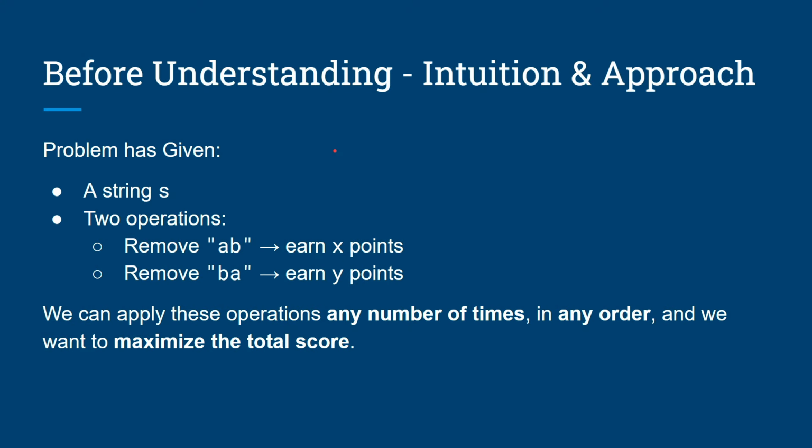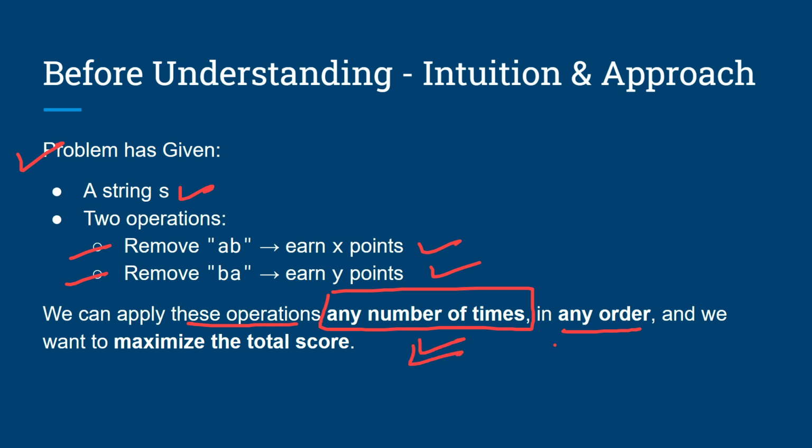So before understanding the intuition, the problem we have been given, right, is a string and two operations, AB and BA, to earn points X and Y. Can we say that? So we can apply these operations how many times? Any number of times, right, in any order. So two things are given freely, meaning any number of times or any order, and we want to maximize the total score. Understand? We have to maximize the total score.